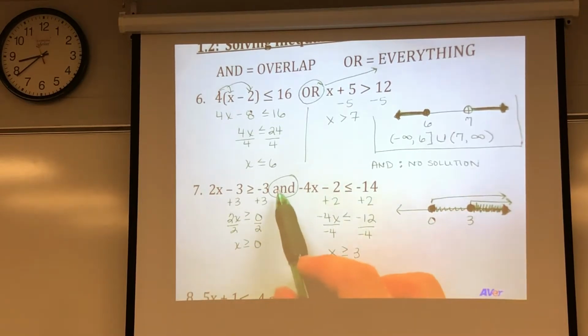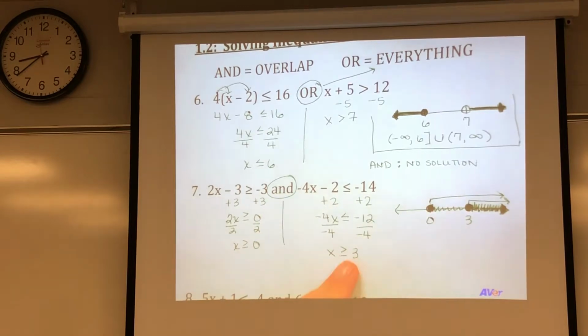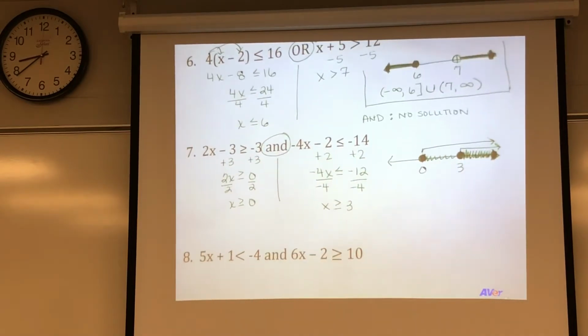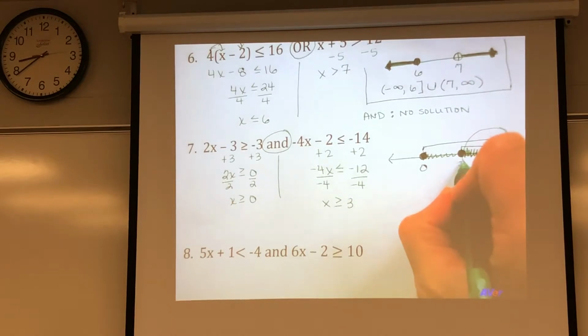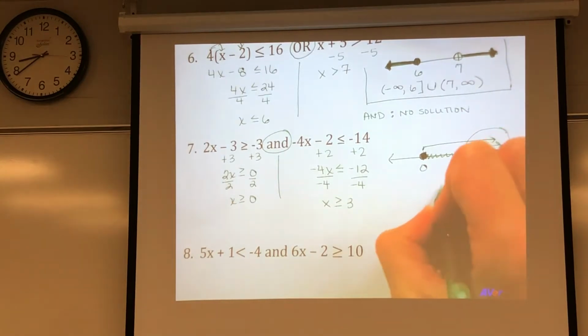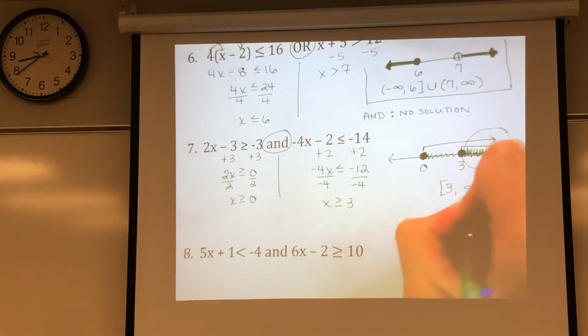Since it says and, we're looking for where they overlap each other. Where are both of those lines present? Well, right here. We have the 0 line and the 3 line. So that's what we're going to write our interval notation with. So we're going to start at the 3. It has a closed circle, so that'll be a bracket, to infinity.